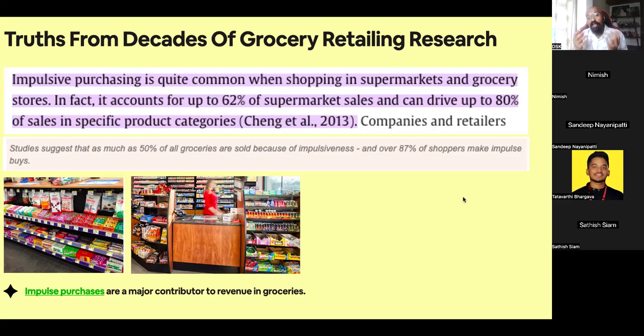So now that we know this truth, the question is, have we truly leveraged this during the entire course of our customer shopping journey? And if not, how do we go about doing it? So that's the second insight that comes out through secondary research, but historical research.